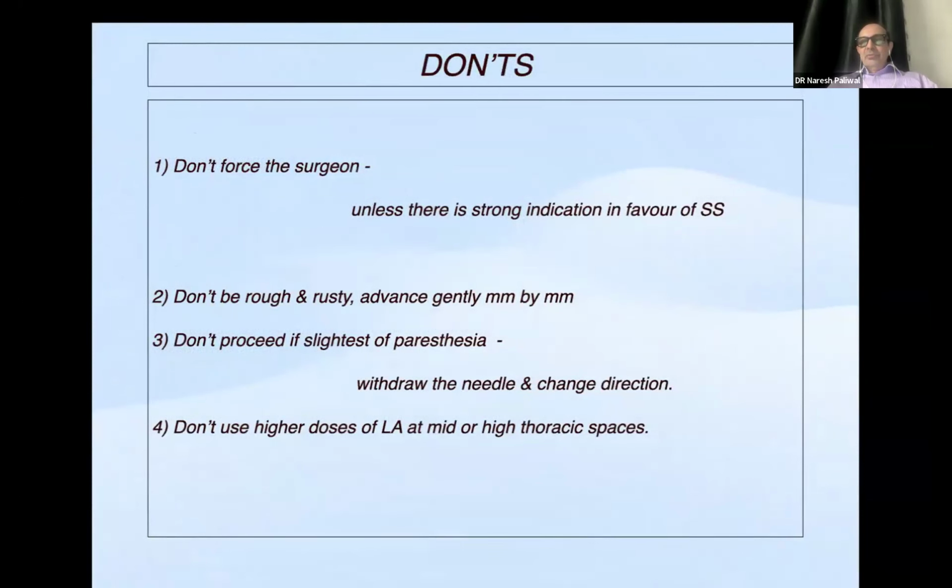About don'ts: don't force your surgeon to do it under segmental spinal unless there is a strong indication. Don't be rough and rusty, advance gently, millimeter by millimeter. In case you elicit any paresthesia, just withdraw the needle and change the direction. Don't use higher doses of local anesthetic at mid or high thoracic spaces. The dictum is: higher the space, lower the dose. Lower the space, you can increase your dose.